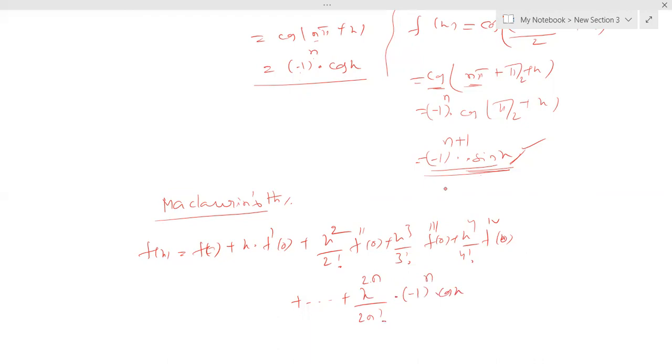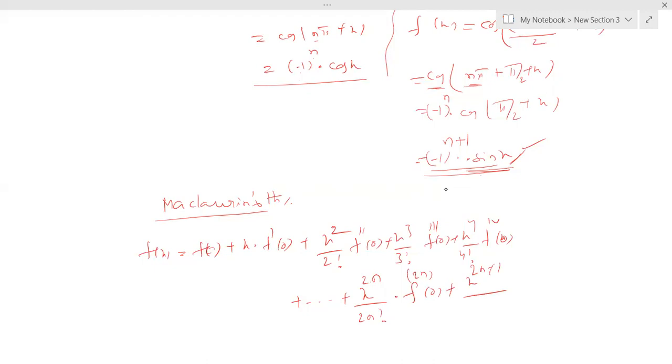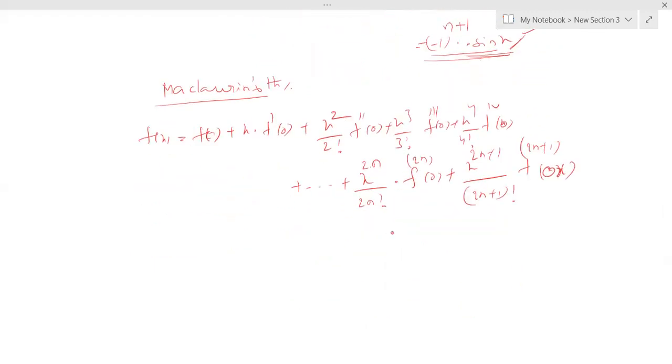Cos 0 is always 1, so no need to write this one. Simply write the function form, f 2n-th derivative at 0. The last term is the remainder term: x power 2n plus 1 by 2n plus 1 factorial into f 2n plus 1th derivative at 0 plus theta x. You write theta x, since 0 plus anything equals the same thing. This is the formula. Now substitute the values.